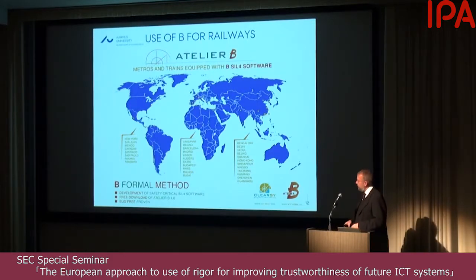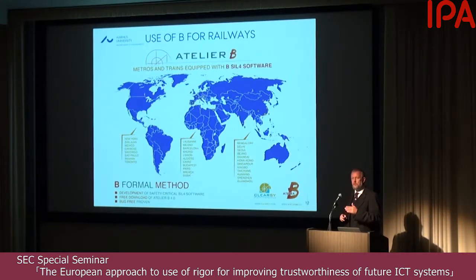An example of successful application of this kind of technology can be found in the area of railways. B has been used in all these different places on the Earth, particularly for metro systems and automatic protection systems. This is an involvement that has been going on for many, many years. It's not something that's easy to start up with. So I'll tell you more about that later.